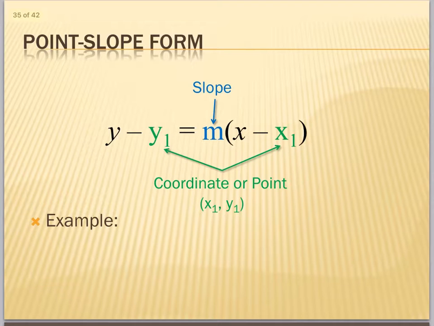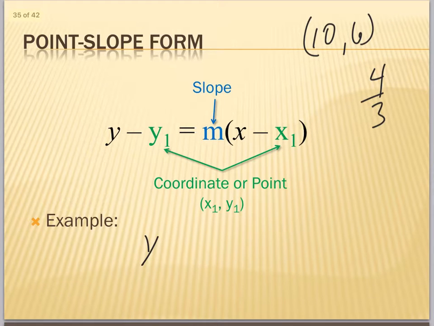So what that really looks like is if I have any given point, doesn't really matter. So if I have, let's see, 10, 6, and I give you a slope of 4/3, you can easily turn that into point slope form of a line. And the great thing is it's easy to graph it too, because all you do is plug in this one point and then count your slope and plot another point, and boom, you're done.